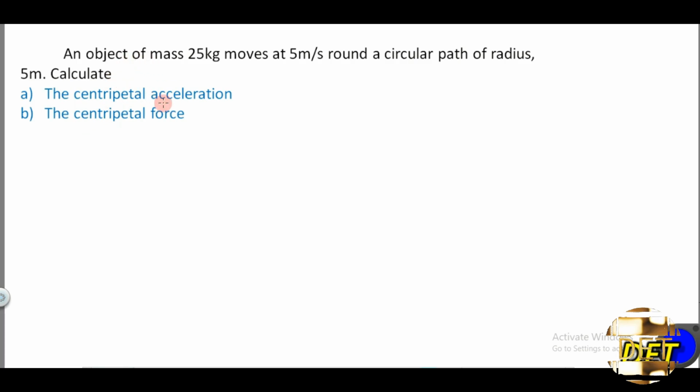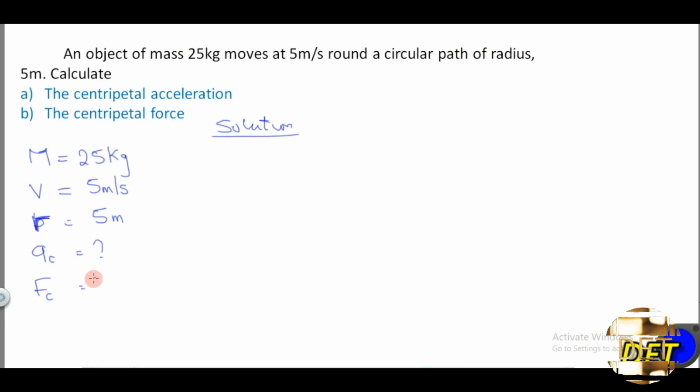So the first thing that we want to do here is to bring out the parameters that we were given. An object of mass 25 kg, so the mass of the object is 25 kg. Moves at 5 meters per second, so the velocity is 5 meters per second. Round a circular path of radius 5 meters, so the radius was given to be 5 meters. Calculate the centripetal acceleration, so what we're looking for is A, the centripetal acceleration, and B, the centripetal force.